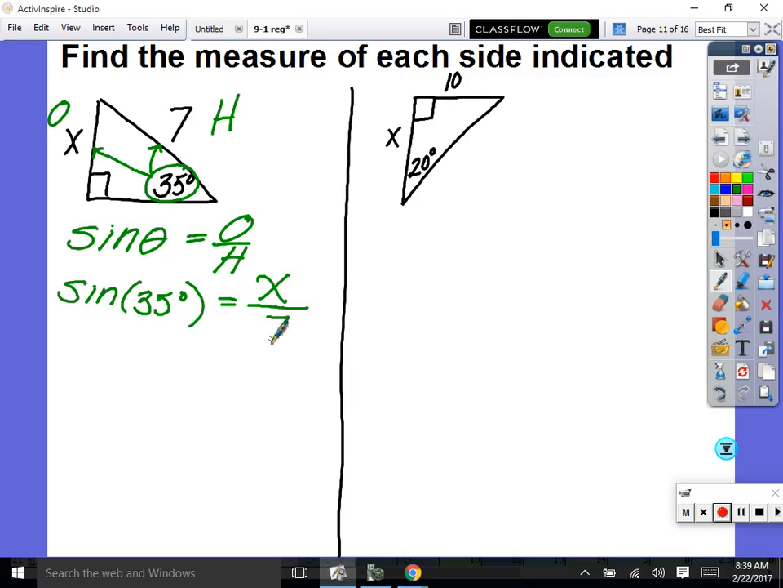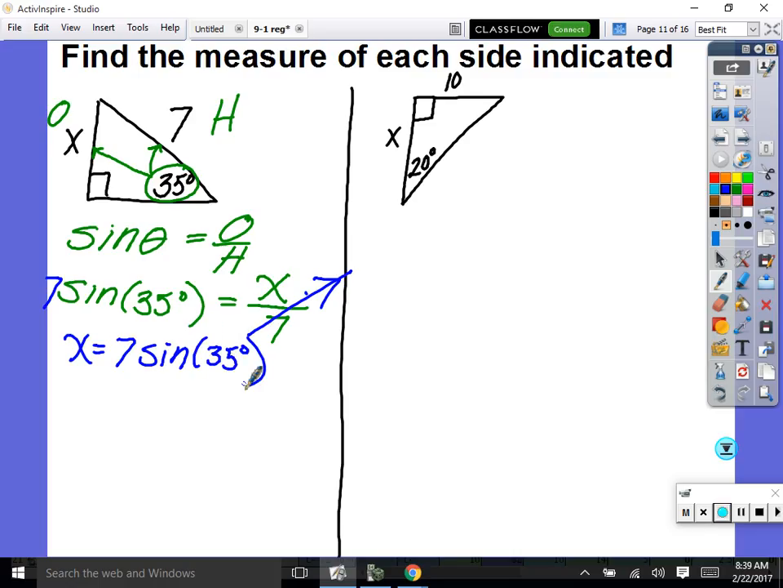Now look, there's only one unknown, x. Now it's just algebra to solve for x. So you're getting x alone using algebra. How am I going to get x alone? What undoes division? Multiplication. So we're going to multiply both sides by 7. Now look, x is alone. So x will be 7 sine of 35 degrees.